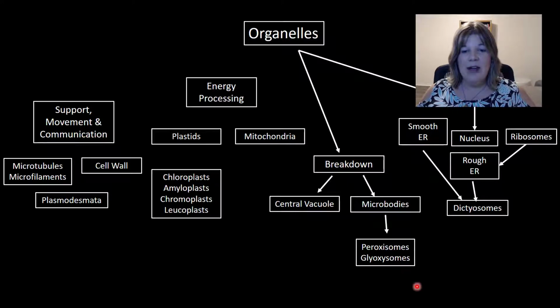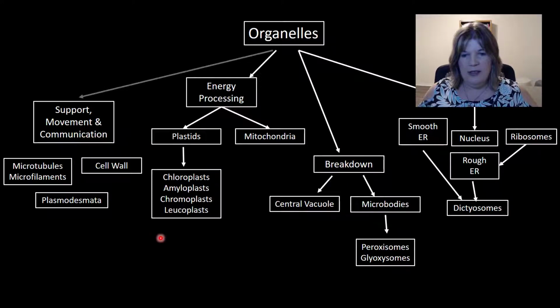Plastids and mitochondria both deal with energy. Mitochondria are found in all eukaryotic cells and convert sugar into ATP. Chloroplasts make sugar so that it can be used by mitochondria. We also have other plastids that store certain products. Finally, we have the cell wall, which supports the cell, the microtubules, which are used in movement of some algae and separation of chromatids, and plasmodesmata, which allow communication from cell to cell. Let's discuss each of these in a bit more detail.